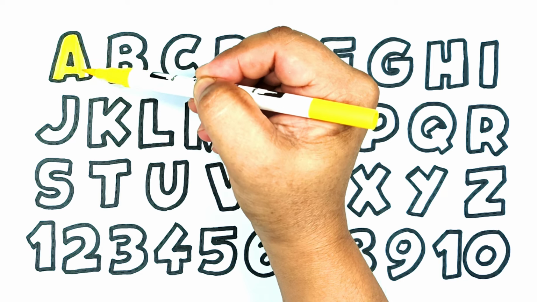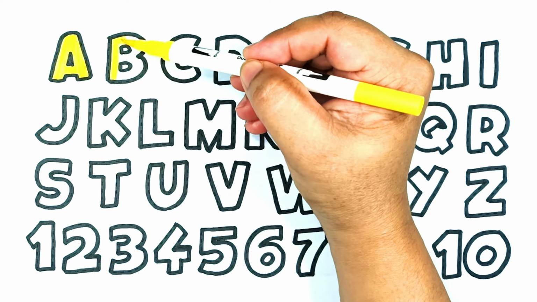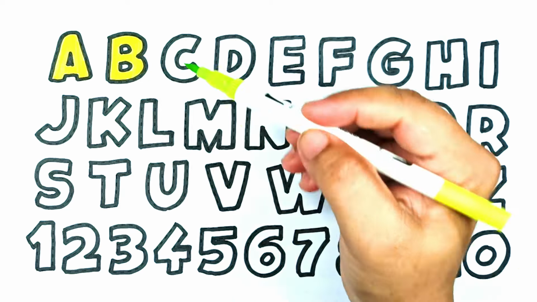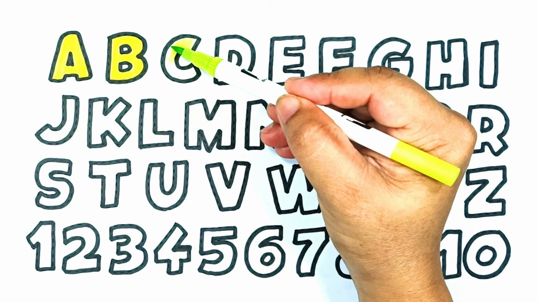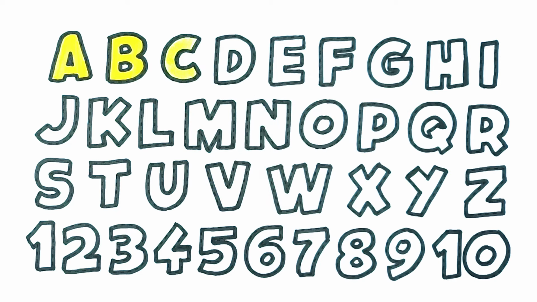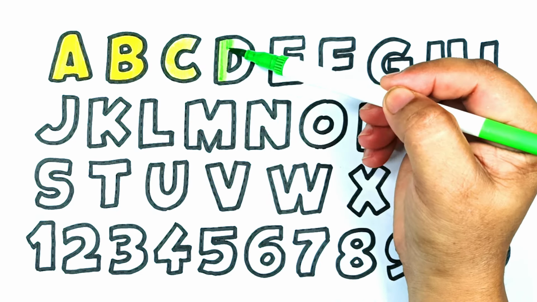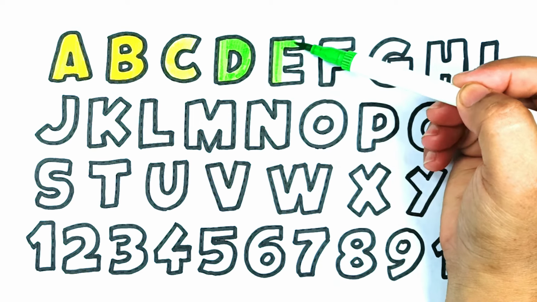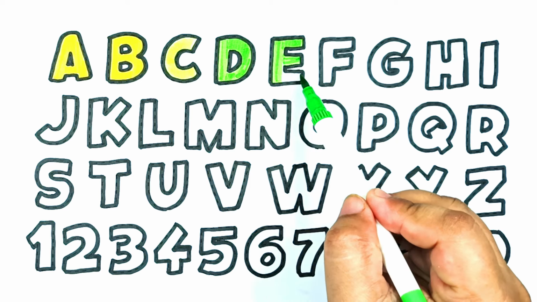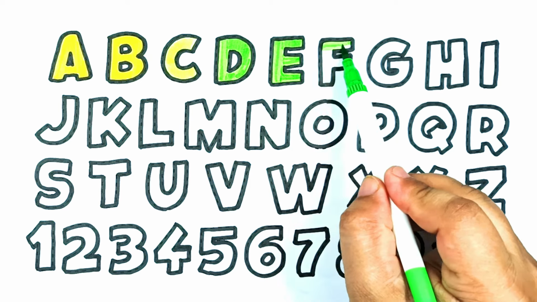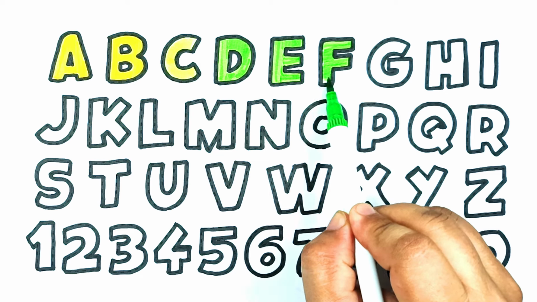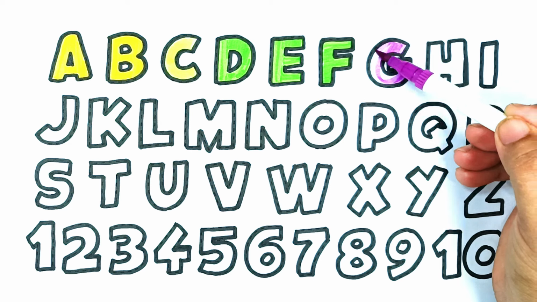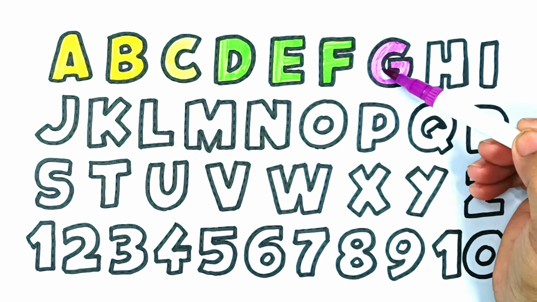A is for apple. B is for ball. C is for cat. D is for dog. E is for elephant. F is for fish. G is for gorilla.